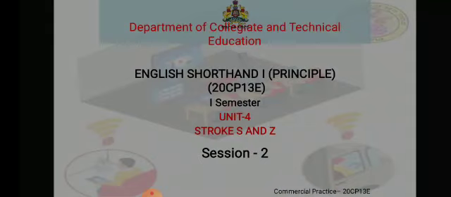Today we are taking up Unit 4, Session 2. That is the continuation of the previous session where we saw the circumstances where stroke S and Z is used instead of circle S.